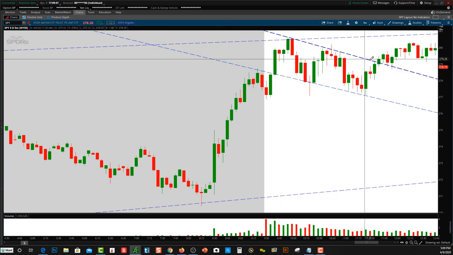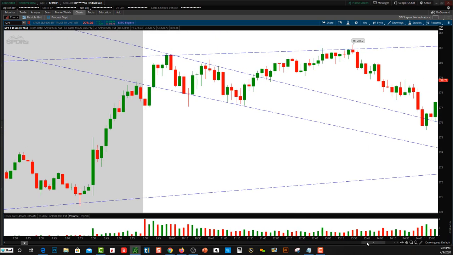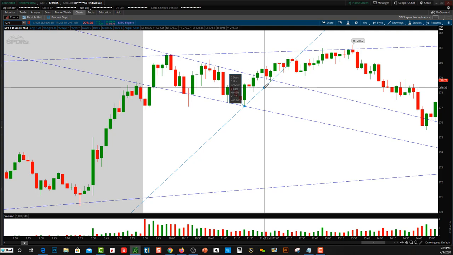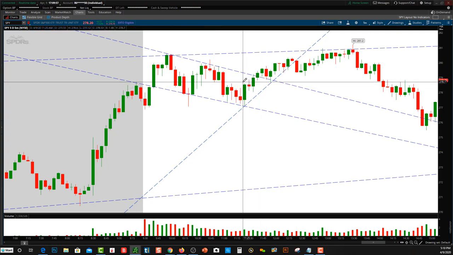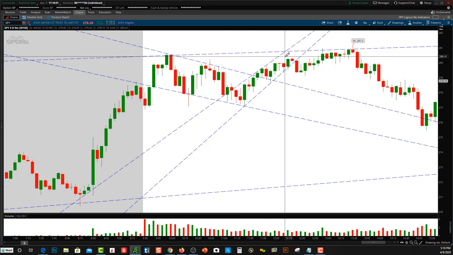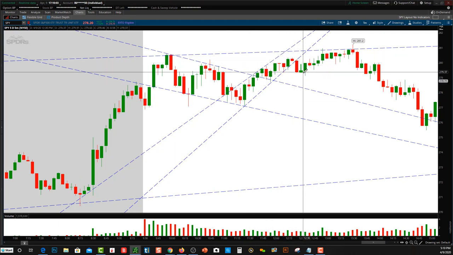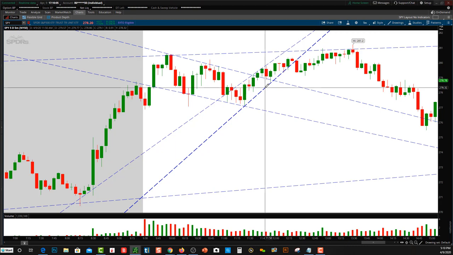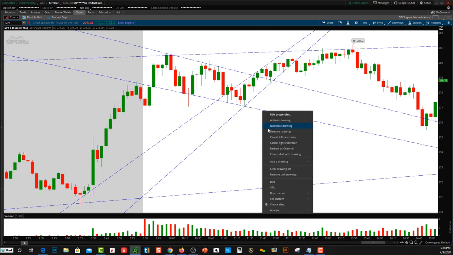You can see another channel. And then what did it do? It breaks out of the channel. Then out in here, it goes up into another channel. What does it do? It starts to fail this channel. Now maybe you reset at that point.